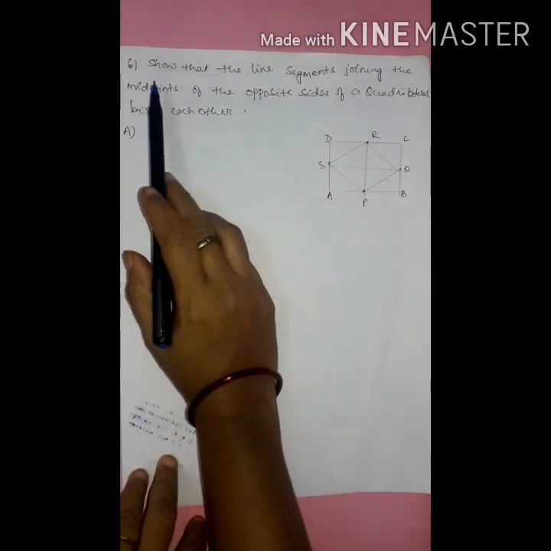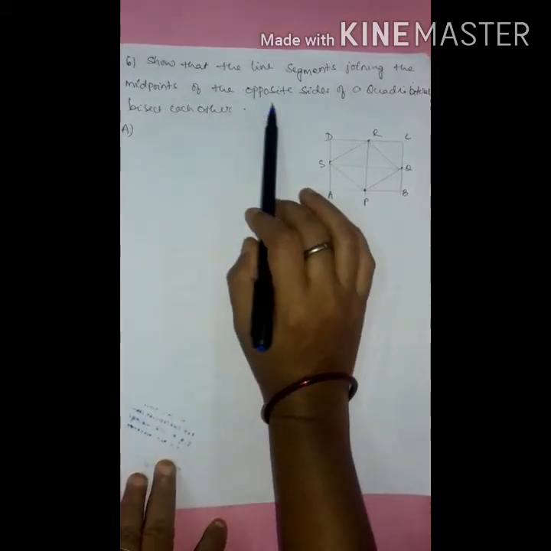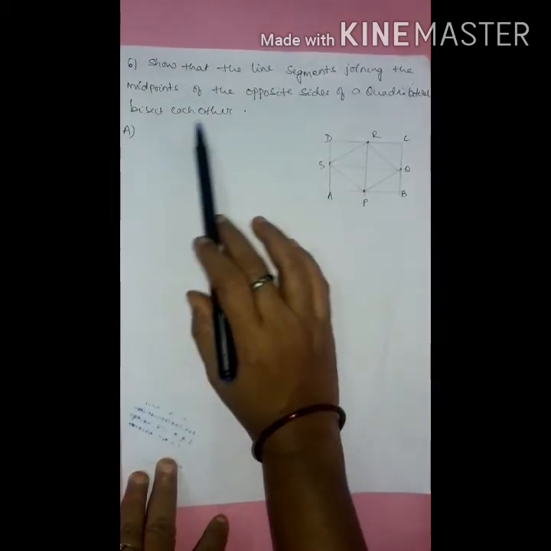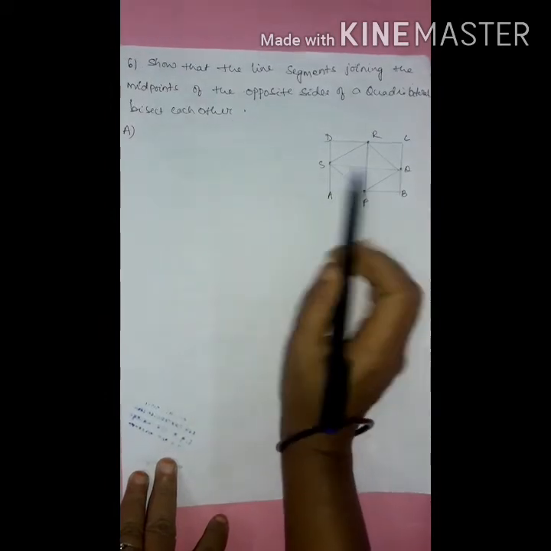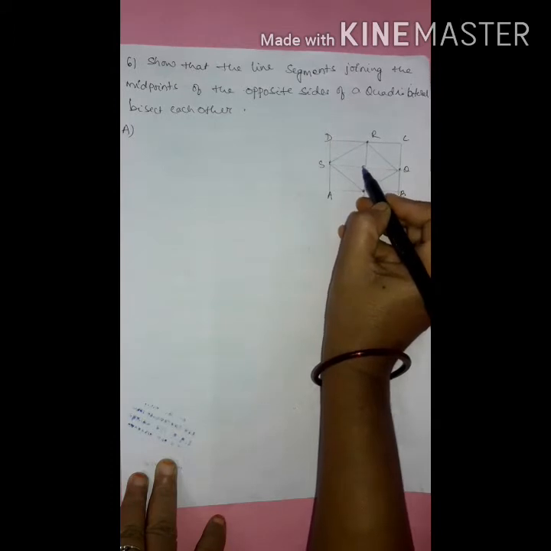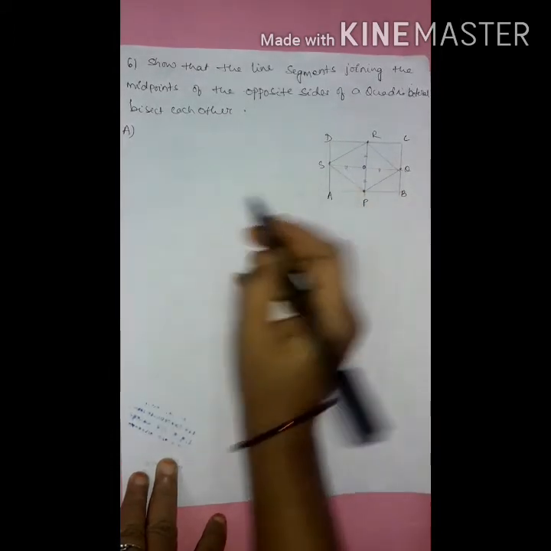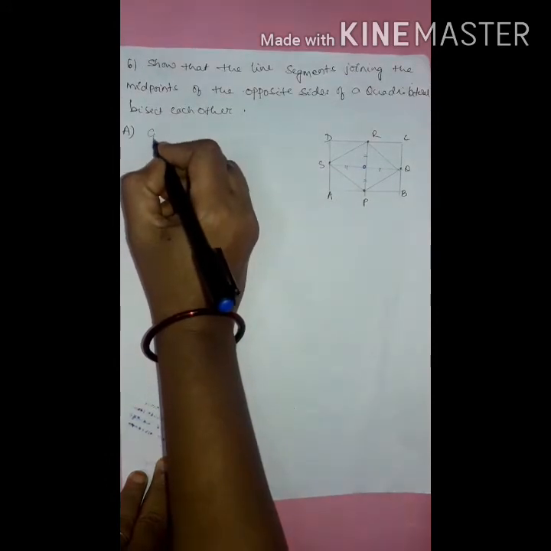Question number 6 of exercise 8.2. Show that the line segments joining the midpoints of the opposite sides of a quadrilateral bisect each other. We need to show that RP and SQ bisect each other, meaning SO is equal to OQ, RO is equal to OP. So solution.